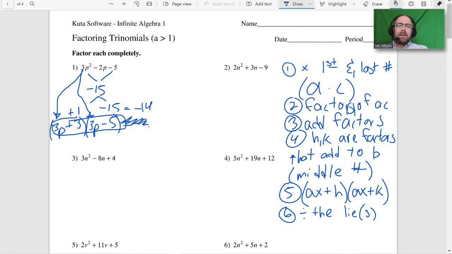The lie is going to be if there's a GCF, any GCFs, greatest common factors. So for 3p plus 3, there is a greatest common factor. But that's a lie because there is not actually a greatest common factor of 3. If there was, it would have had to have been at the very beginning. Number 1 said 3p squared minus 2p minus 5. There's no greatest common factor in those three things. But somehow there was now, and that's because we created an extra factor of a. There's the lie. I divide out the lie.